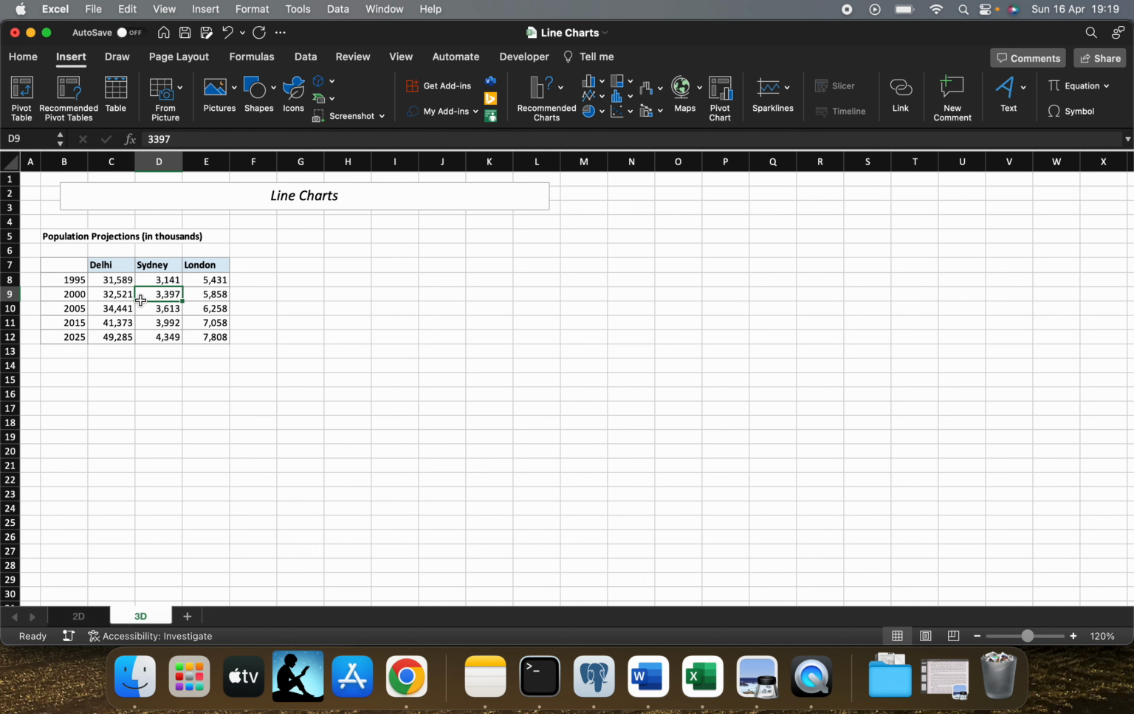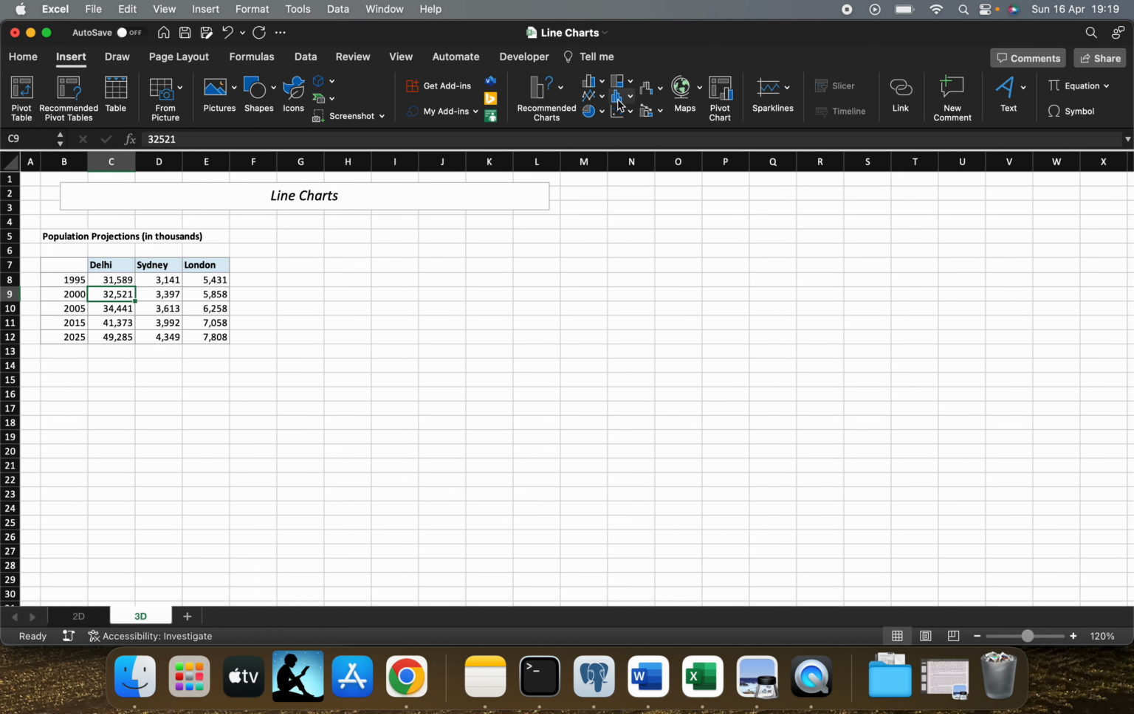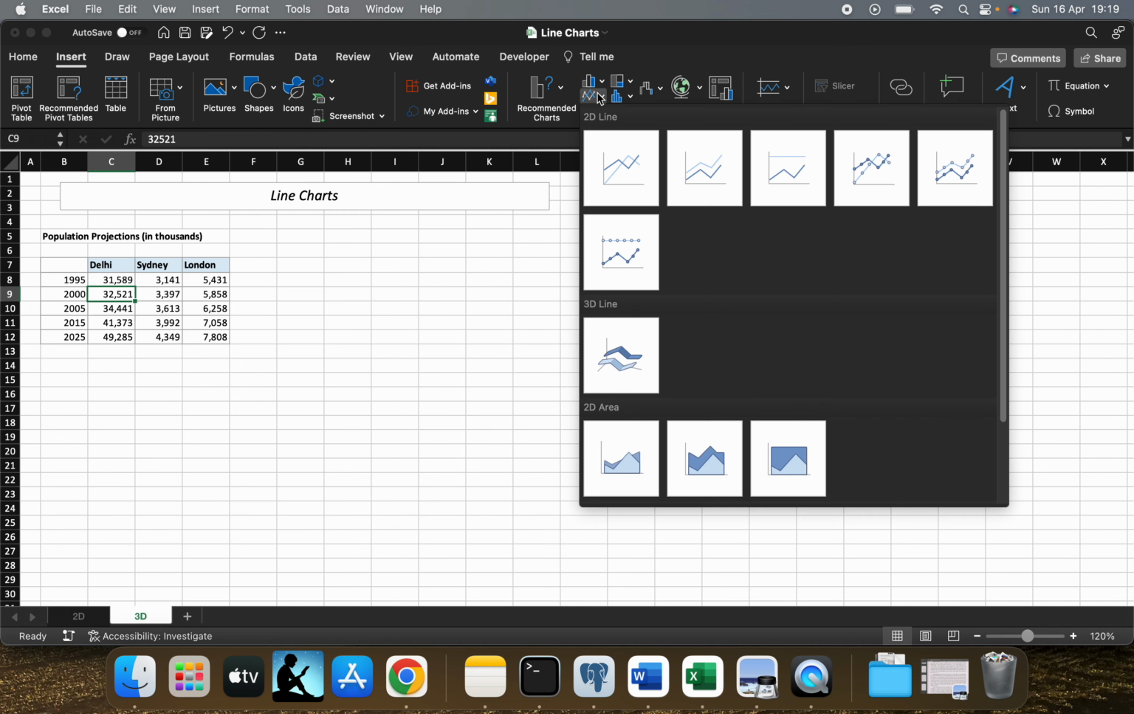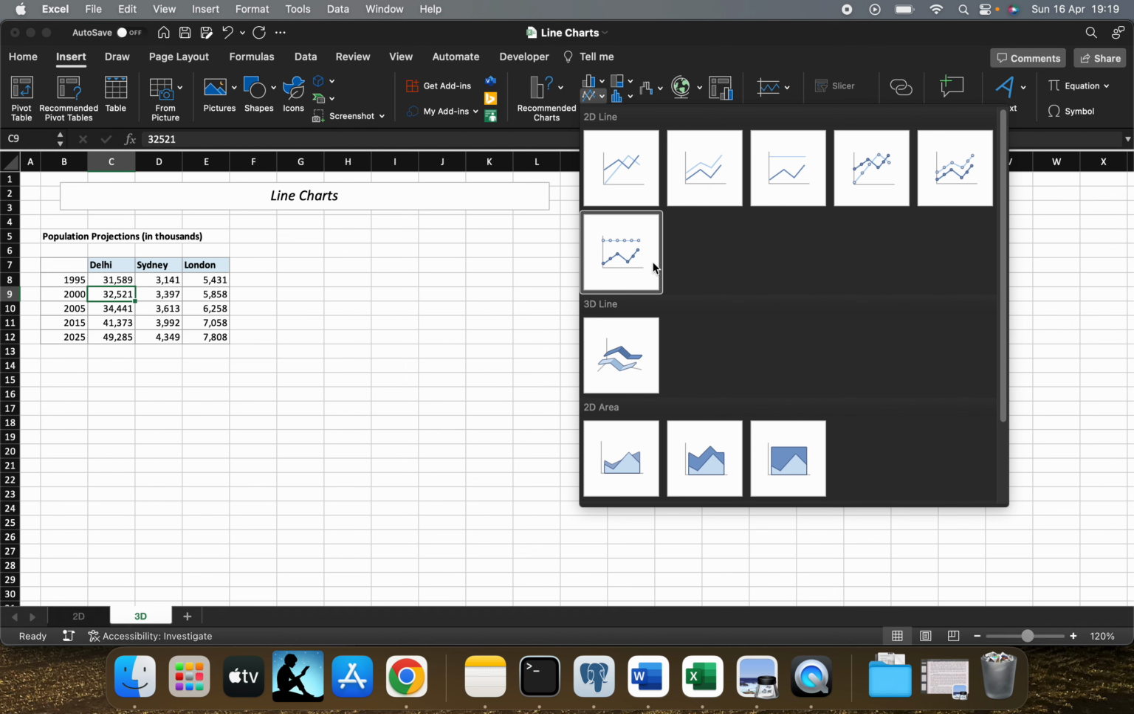Now, how we can make the line chart is very simple, the same as what we used to do previously with the column charts. So here you go to the Insert menu, and here you see these lines. If you hover over this, you can find that yes, this is a line chart. You see the name here, select it, and you have the different options of the line chart.